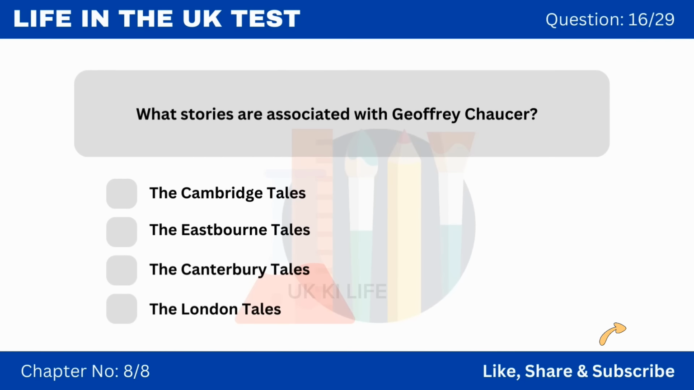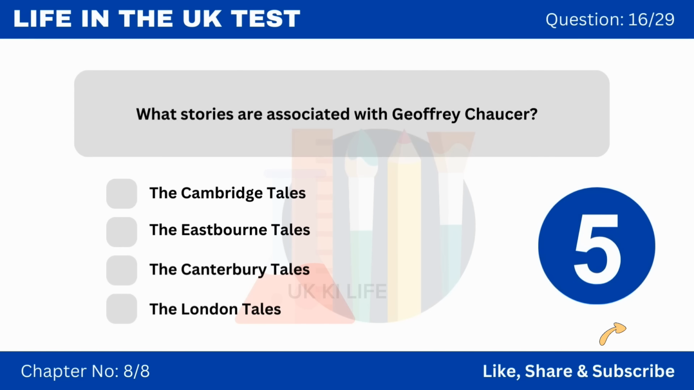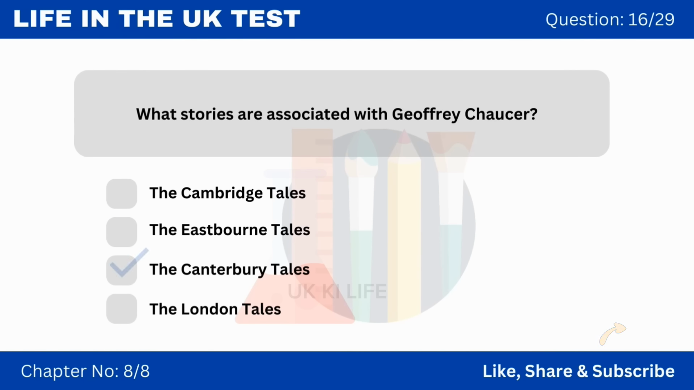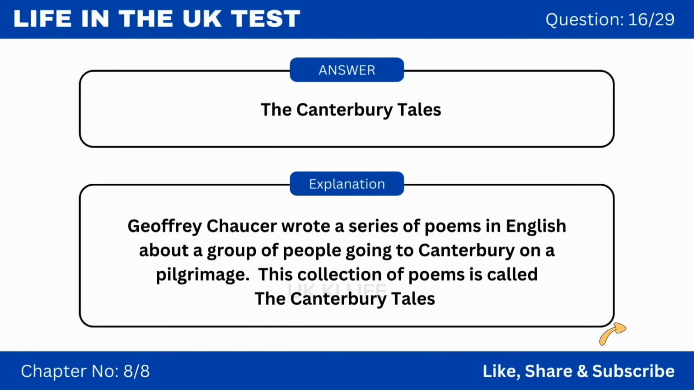What stories are associated with Geoffrey Chaucer? The Cambridge Tales, the Eastbourne Tales, the Canterbury Tales, the London Tales. The correct option is C. Explanation. Geoffrey Chaucer wrote a series of poems in English about a group of people going to Canterbury on a pilgrimage. This collection of poems is called the Canterbury Tales.